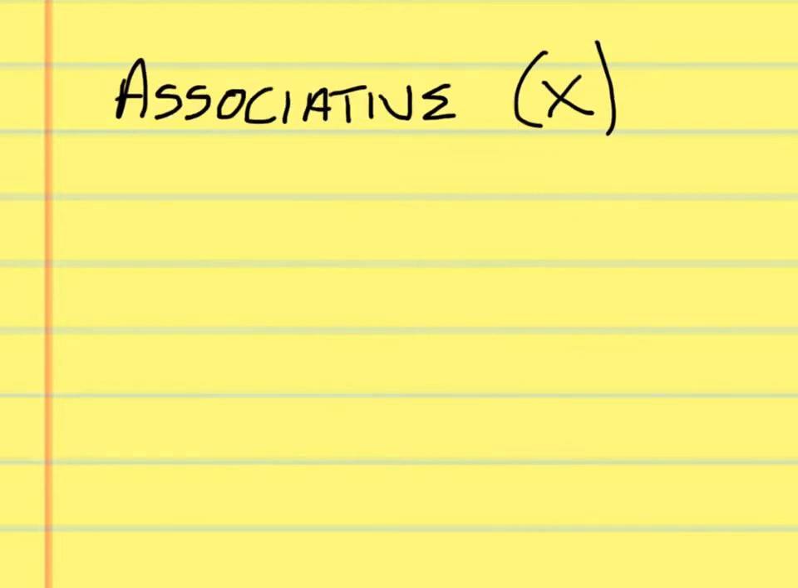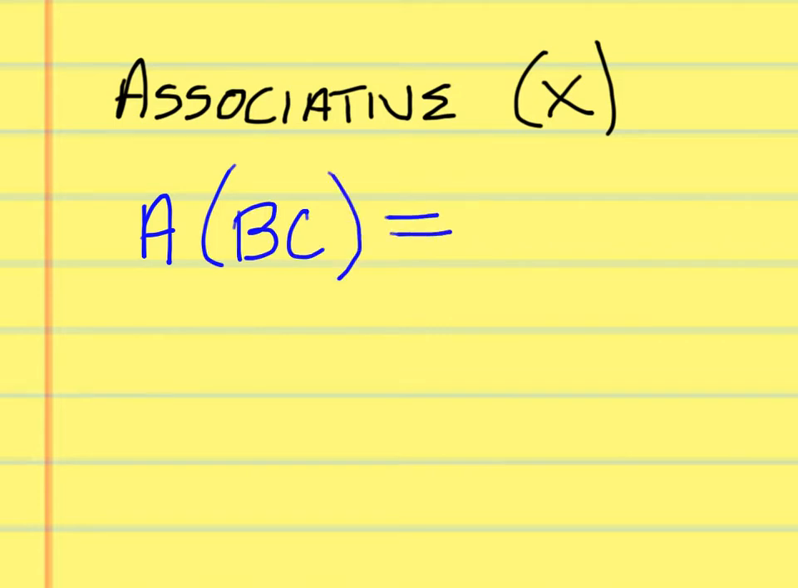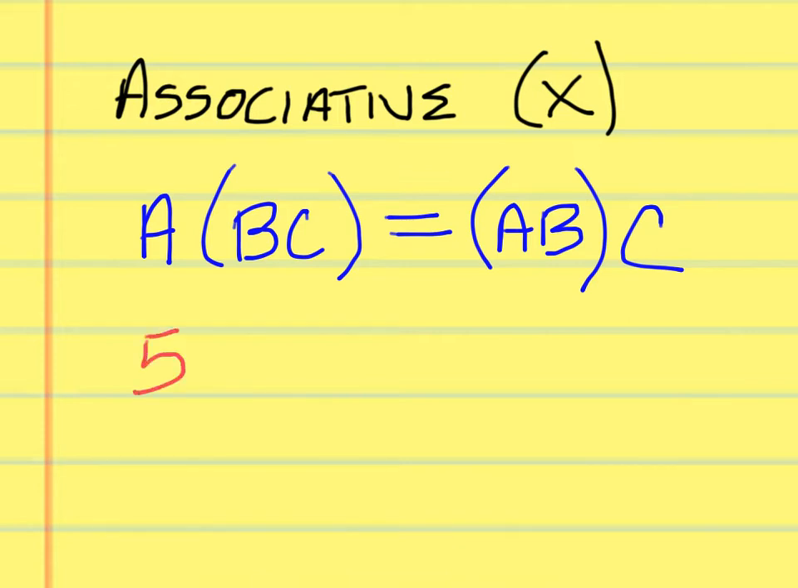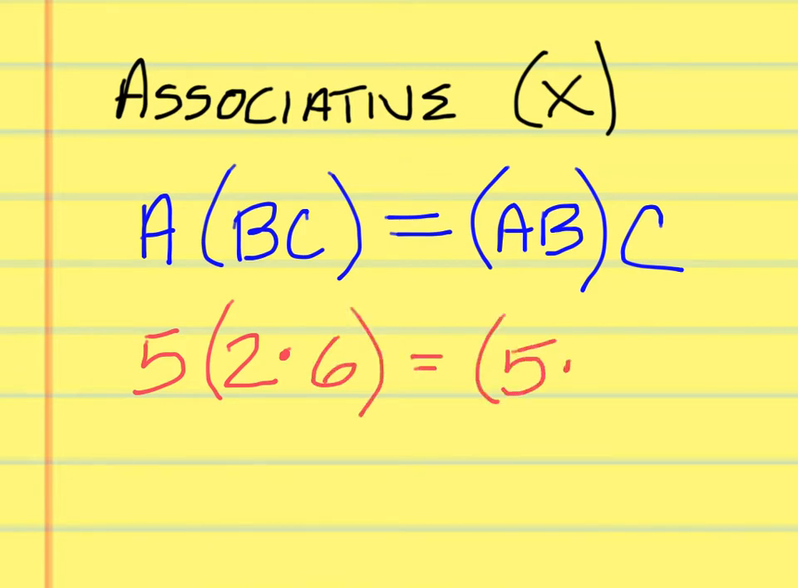The associative property of multiplication says that if I have A times the quantity of B times C, I can do the quantity of AB, close the quantity, and then multiply by C. In other words, if I had 5 times the quantity of 2 times 6, I could do the quantity of 5 times 2 first, close the quantity, and then multiply by 6.